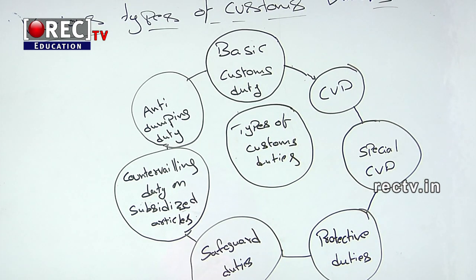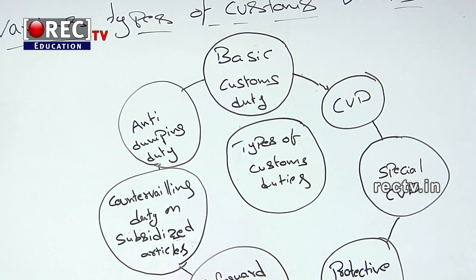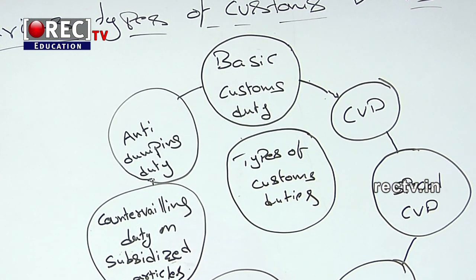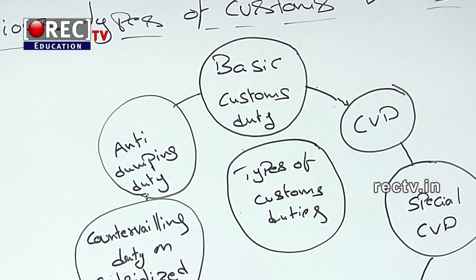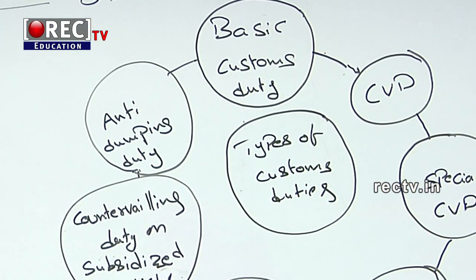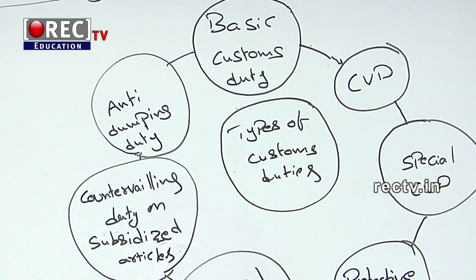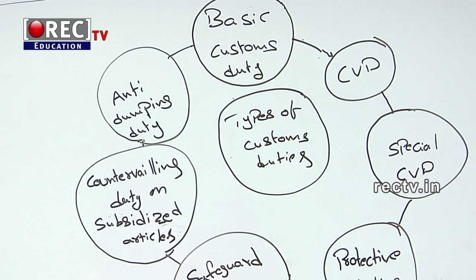First type of customs duty, basic customs duty. This duty is levied on any imported or export goods at the rates specified under the Customs Tariff Act on transaction value or tariff value already determined under Section 14(2) of the Customs Act 1962.